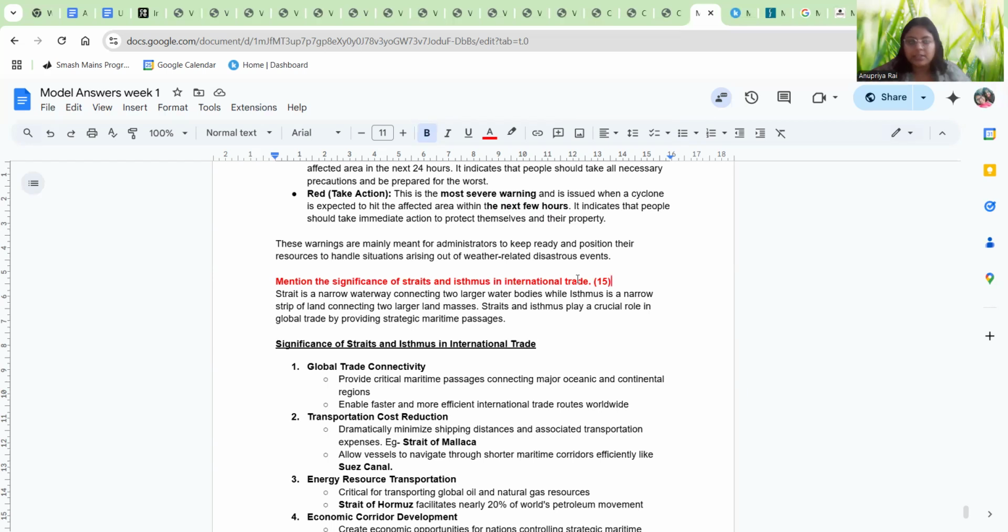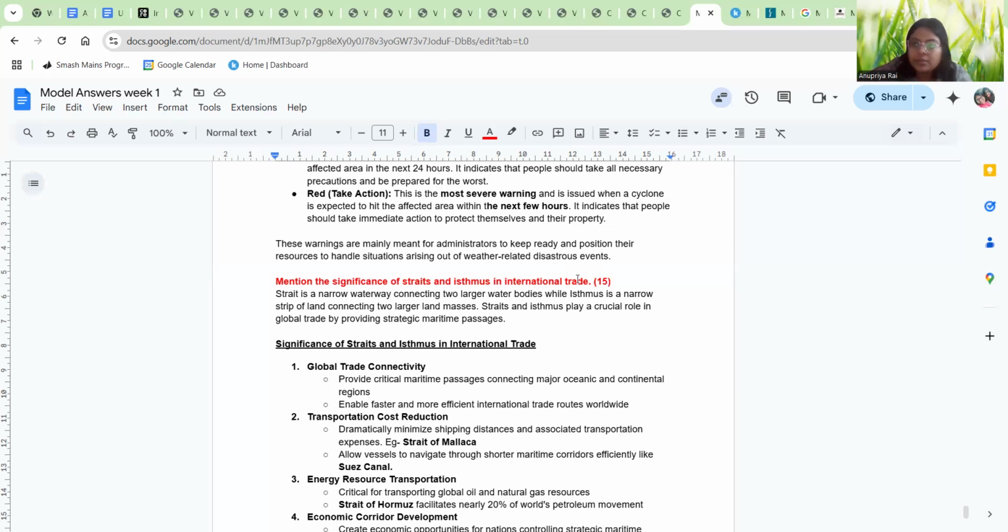Obviously, what are straits? Straits are narrow waterways connecting two large water bodies. And what are isthmus? A very narrow patch of land connecting two land masses. They might have some maritime significance. So you'll talk about how they are helpful in maritime trade, energy, tourism, etc.